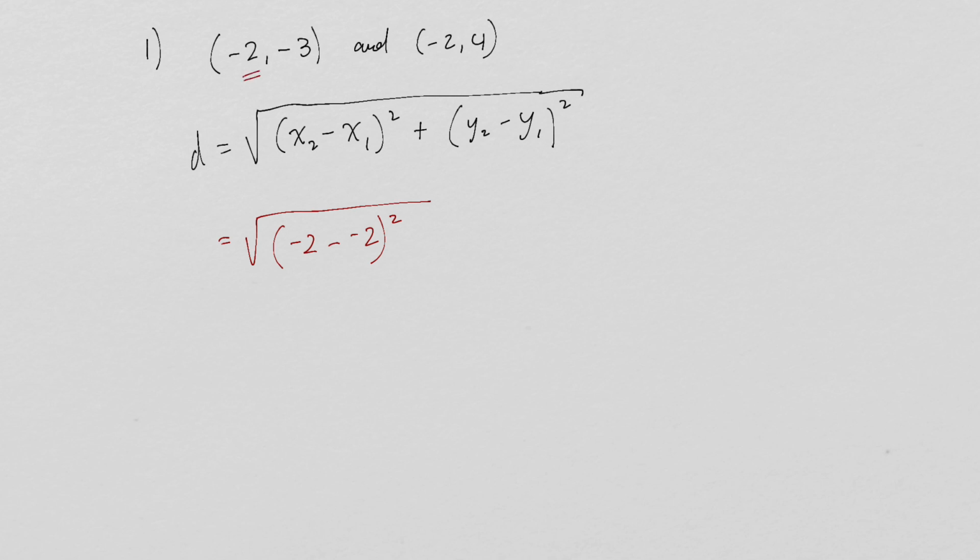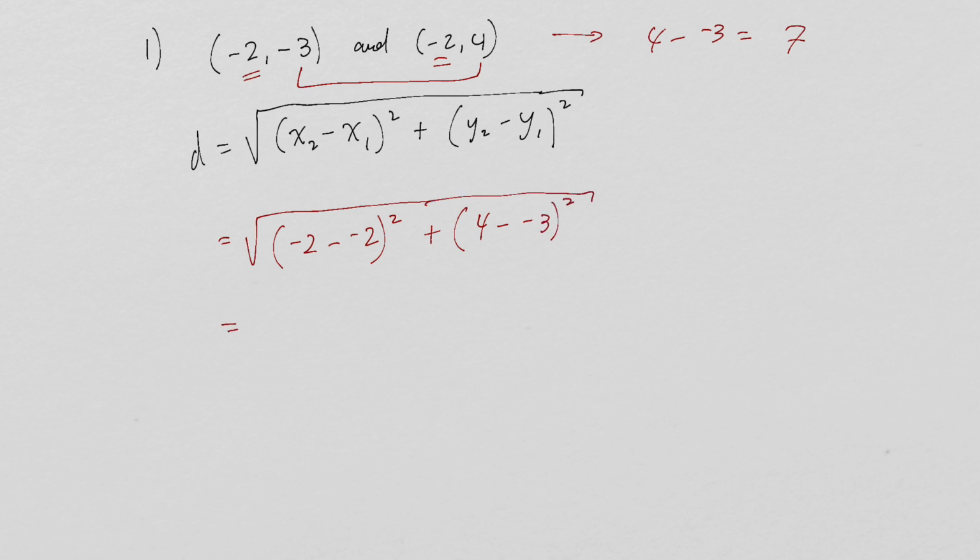when these are the same, the distance is really only the distance between the y's, which is going to be 4 minus a -3, or 7. But let's get to that in a minute. We have plus the difference of the y's, y2 is 4 minus a -3, squared.